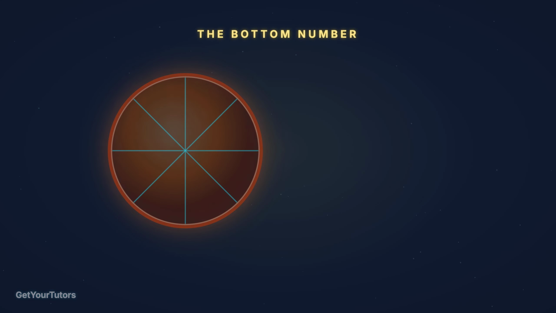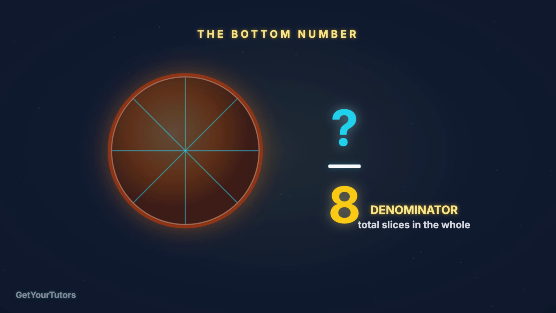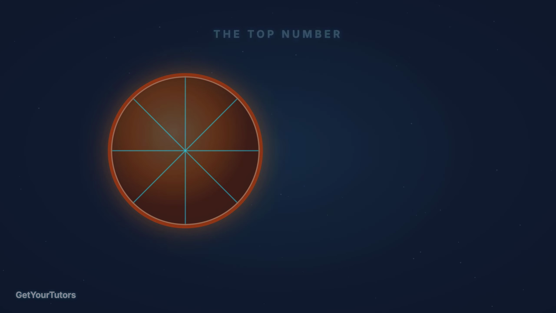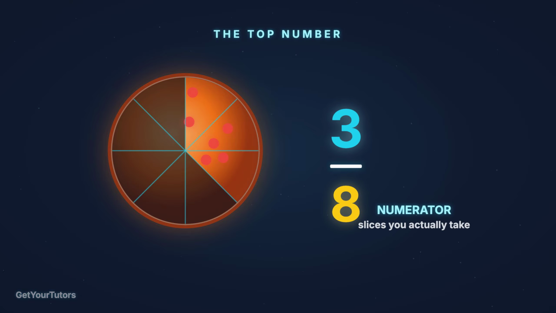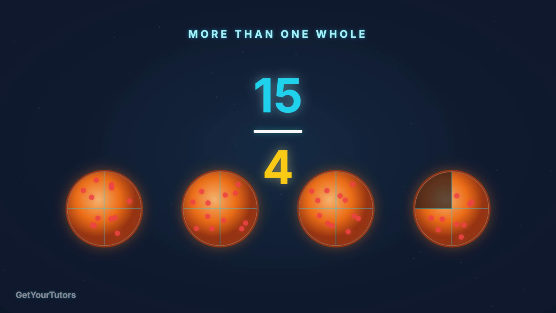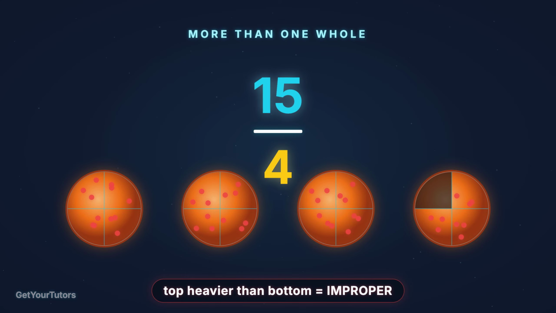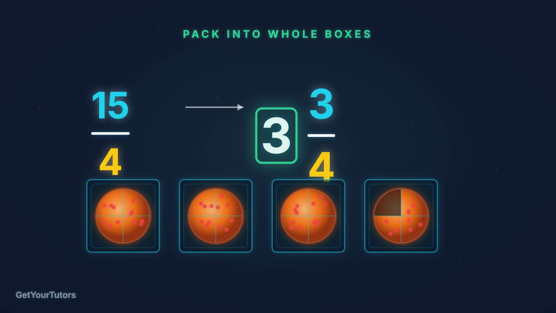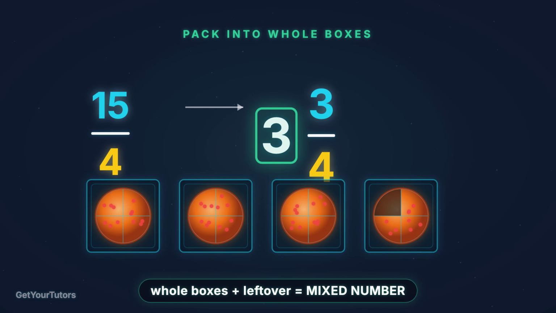In mathematics, this pizza factory represents fractions. The total number of slices making a whole pizza is the denominator on the bottom. The exact number of slices you actually eat is the top number. This is called the numerator in strict mathematical terms. A pizza order with more slices than a single box can hold is called an improper, or a top-heavy fraction. Packing them into full boxes with some left over creates a mixed number. Let us convert them for your upcoming exam.